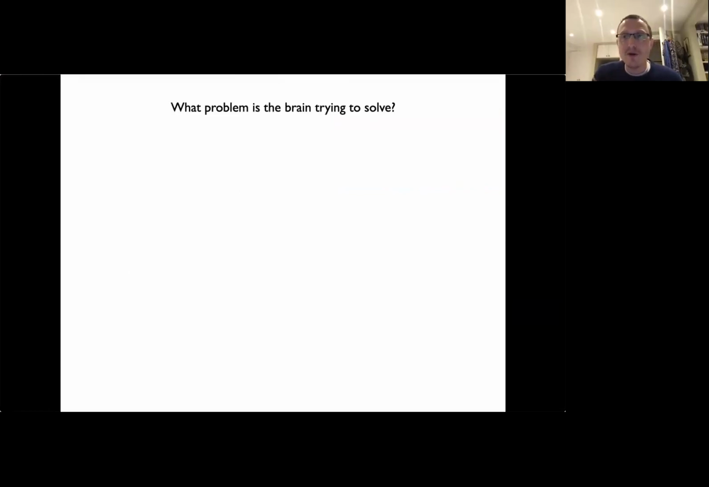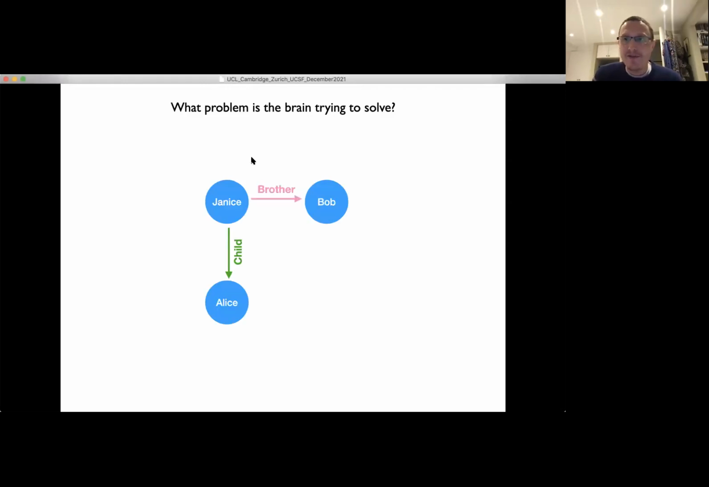If you're trying to build a model of something, you always have to start off by wondering what is the problem the brain is trying to solve. And this is our take on it here. If I tell you that Janice has a brother, Bob, and a child, Alice, then you, because you're clever humans, can tell me lots of other things about this family. So here they are. You can tell me that Bob, for example, is Alice's uncle, et cetera, et cetera.